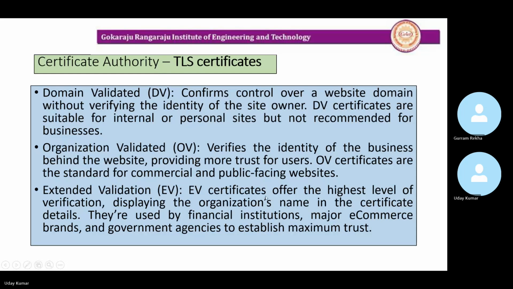Organization validation verifies the identity of the business behind the website, providing more trust for users, right? And next, extended validation. EV certificates offer the highest level of verification, displaying the organization name in the certificate details. So they are used by financial institutions and major e-commerce brands, right?